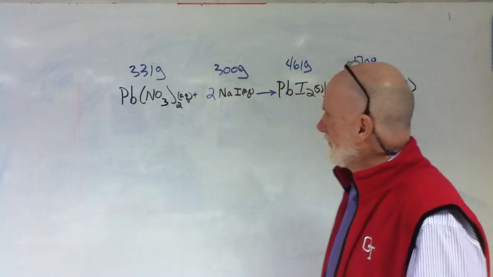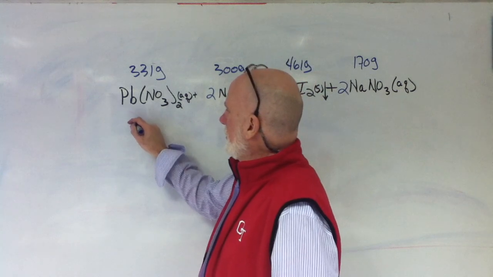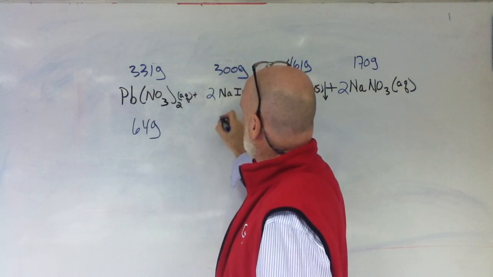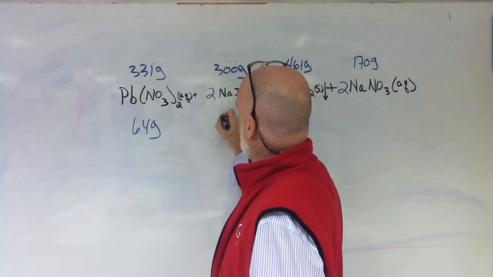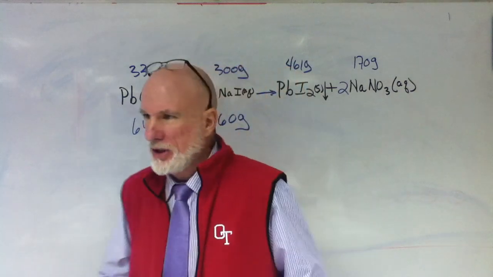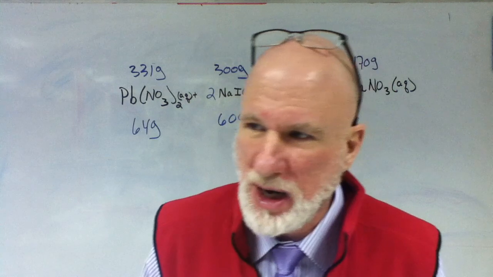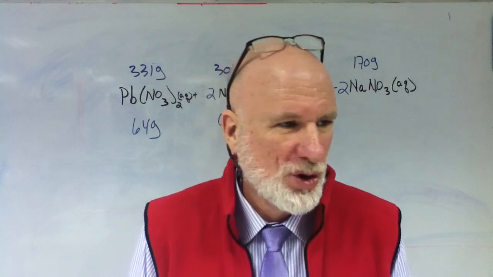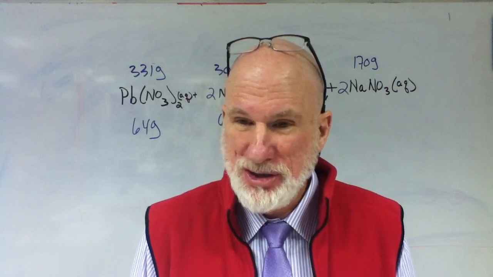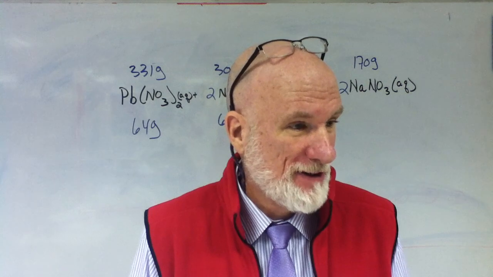Okay. So let's say I have 64 grams and 60 grams. Pretty close, right? Difficult to do by inspection, isn't it? So which one is going to be limiting? Difficult to do by inspection. So what's the foolproof way?